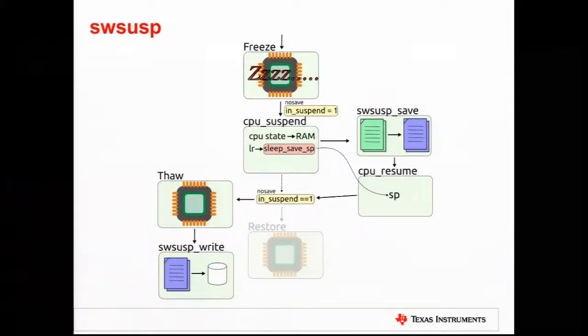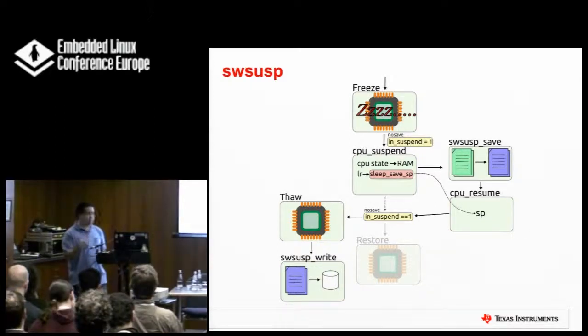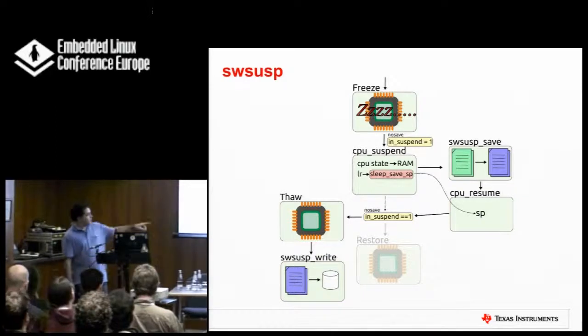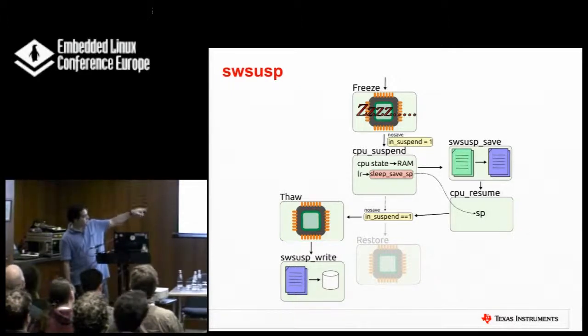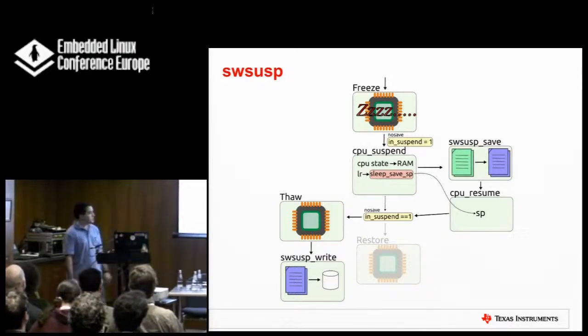SW suspend reuses that same functionality, but in an even more convoluted way. Instead of calling some architecture-specific function that does the actual PM, power management, it calls this SW suspend save function that snapshots all the pages in the system, which is why you need 50% of your memory free. And then once that's done, it calls into CPU resume, which is kind of weird because you've just snapshotted your pages, and then that returns from CPU suspend. And it checks this value that it's set in suspend, so it knows whether or not to go to thaw or restore.